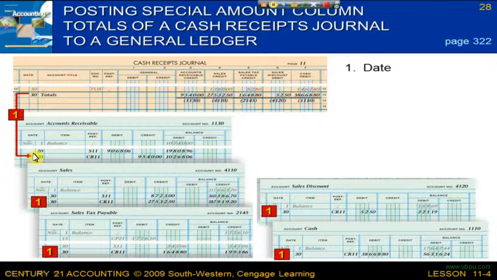First of all, we're going to start by writing the date, and this is showing you all the accounts at one time. You would not go through and write the date on each ledger page and then come back and write the journal page on each ledger page. You would do all of accounts receivable, get the total, then do all of sales, get your total, all of sales tax payable, and so on. But in this case, I'll show you with accounts receivable.